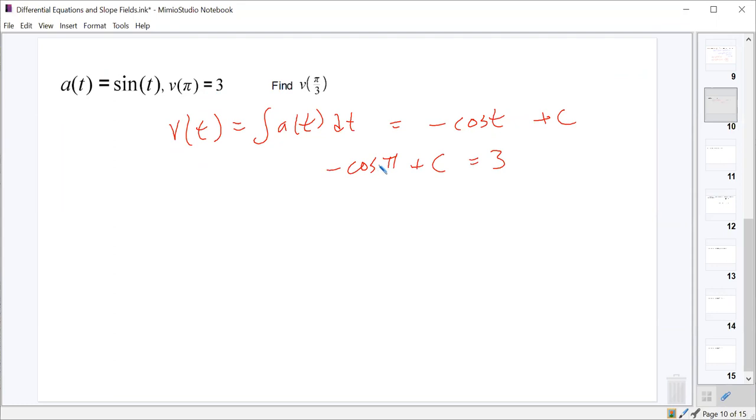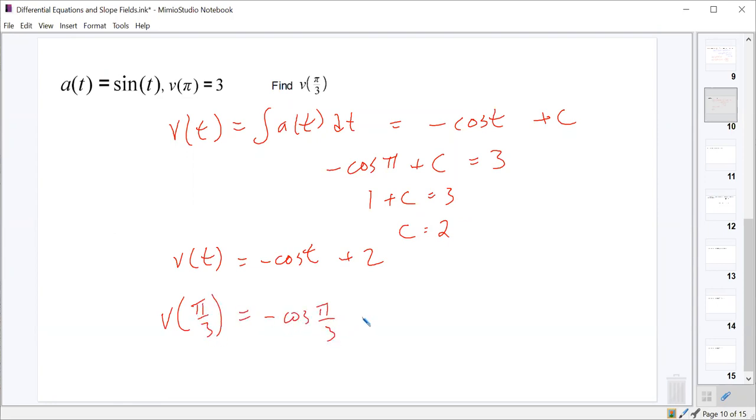And what's the cosine of pi? -1. Yep. And so negative negative 1 is 1, plus c equals 3, giving us a constant of 2. And that gives us v of t is now equal to negative cosine t plus 2. And so v of pi over 3 ought to be negative cosine pi over 3 plus 2. And the cosine of pi over 3 is a half, so that's negative a half plus 2, or 3 halves.